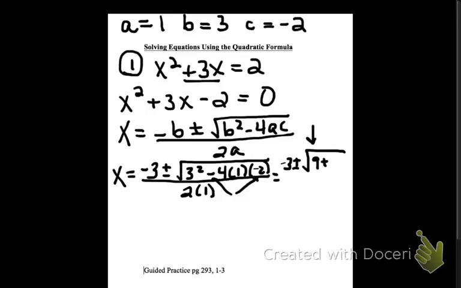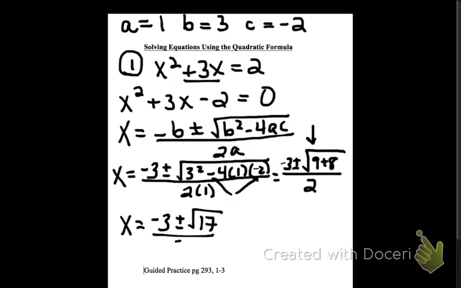Now I simply multiply the numbers. 4 times 1 times 2 is 8 over top of the denominator, which is 2. That's going to give me x equals -3 plus or minus the square root of 17 over 2.